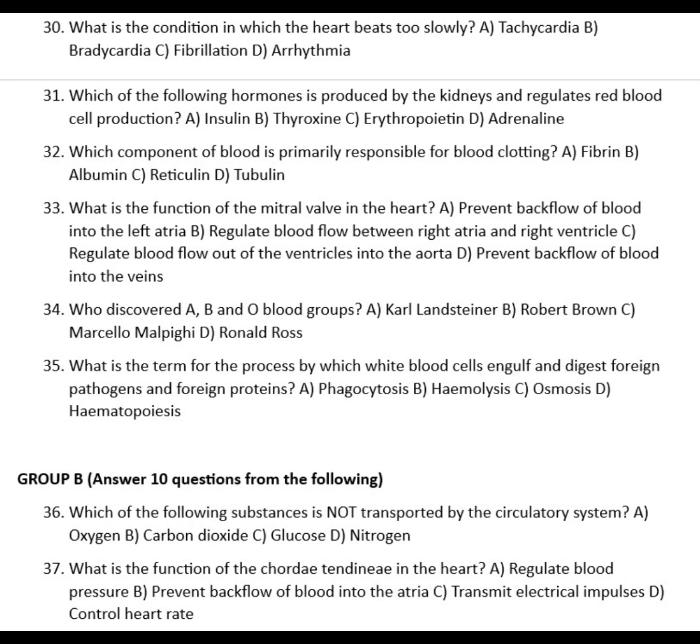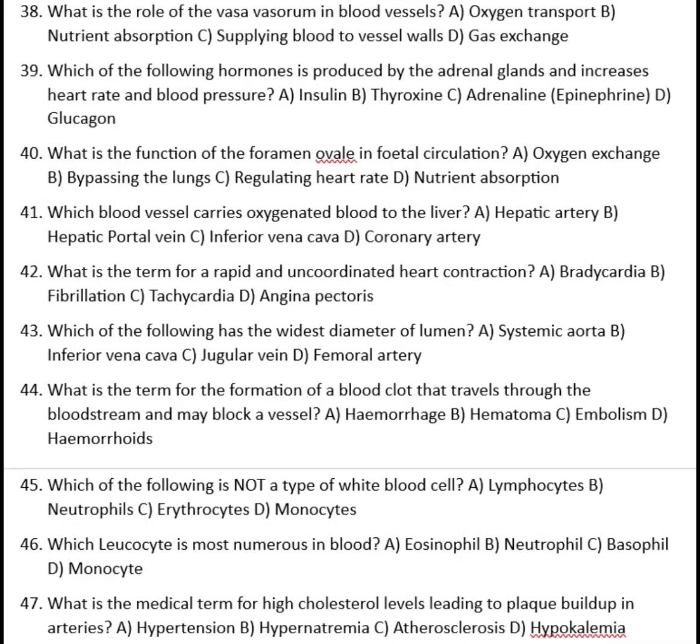B. Answer 10 questions from the following. 36. Which of the following substances is not transported by the circulatory system? A. Oxygen. B. Carbon dioxide. C. Glucose. D. Nitrogen. 37. What is the function of the chordae tendineae in the heart? A. Regulate blood pressure. B. Prevent backflow of blood into the atria. C. Transmit electrical impulses. D. Control heart rate.